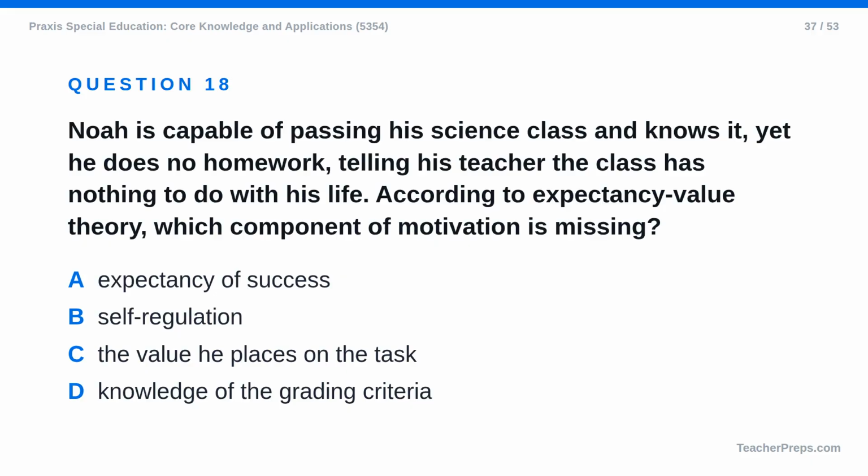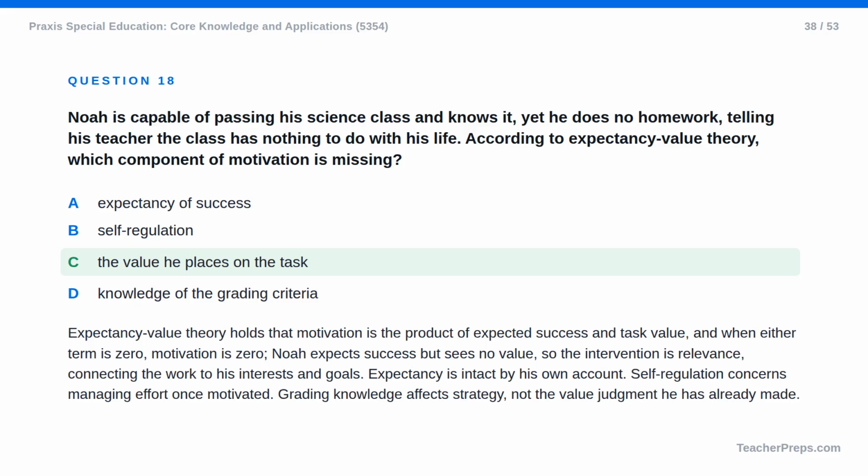Question 18. Noah is capable of passing his science class and knows it, yet he does no homework, telling his teacher the class has nothing to do with his life. According to expectancy value theory, which component of motivation is missing? Pause the video and select the best answer. The correct answer is C. The value he places on the task.